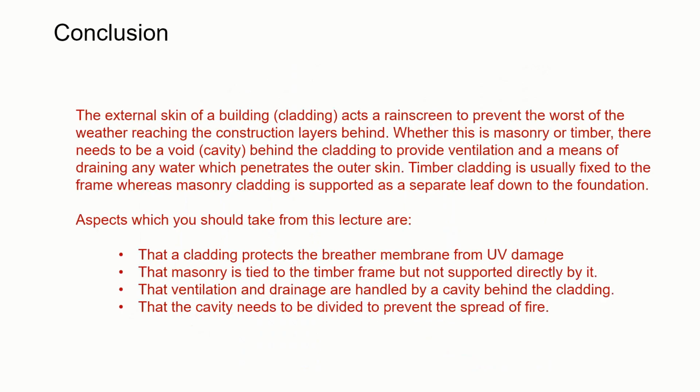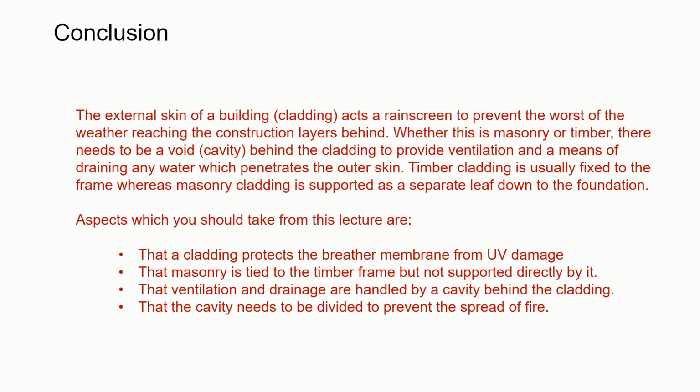So in conclusion, just below the 30 minutes here, sorry about this one, it's a long one. The external skin of a building, the cladding, acts as a rain screen to prevent the worst of the weather reaching the construction layers behind. So it's stopping driving rain and snow. Regardless of whether this is masonry or timber, there needs to be some sort of cavity behind it to provide ventilation and a means of getting any water that gets into that space out.